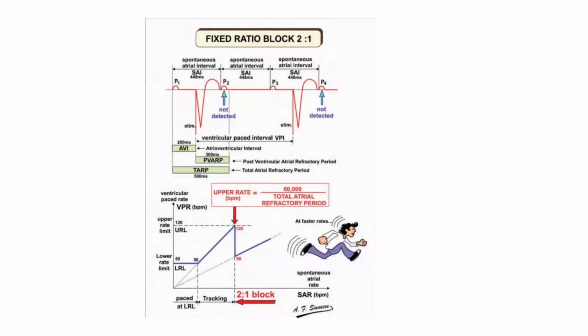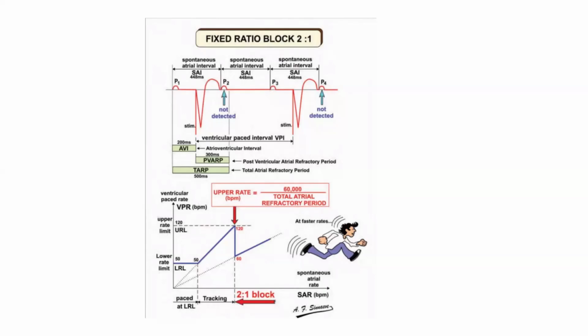I can control this upper limit. I can decrease this upper limit. I can make the AV delay short. I can make the PVARP short. I can make what's called adaptive AV delay, the AV delay that decreases with heart rate. I can make adaptive PVARP that decreases with increased heart rate, that allows a faster rate. But any device has a 2-to-1 block rate.